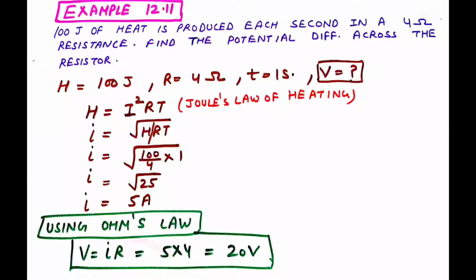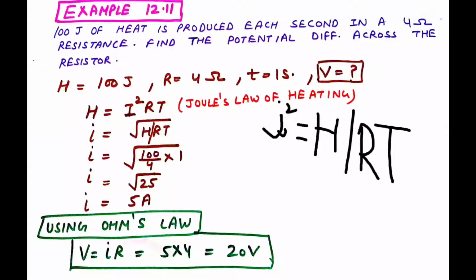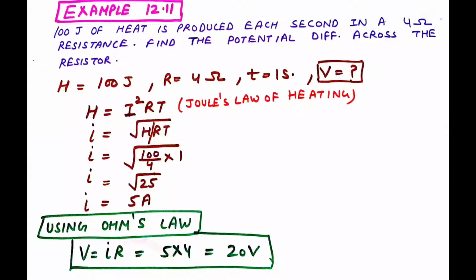So for this, first let us find the current. We know from the Joule's law of heating that heat is equal to I square RT. So if we take RT to the other side, we get that I square is equal to H divided by RT. And now removing the square sign, we get that I is equal to square root of H divided by RT. Now we will put the values of H, R and T in the equation and get the answer as I is equal to 5 amperes. Now using the Ohm's law, V is equal to IR, we can find the value of V as 5 into 4, that is 20 volts.